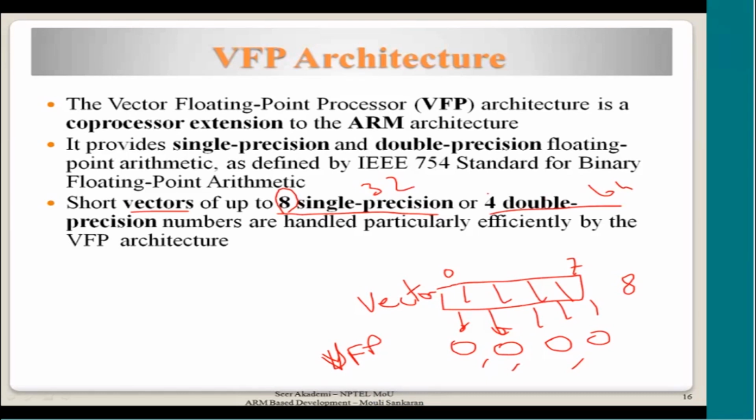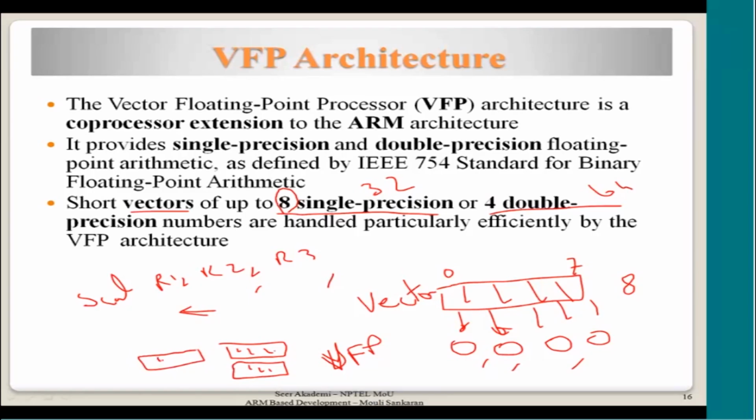So the processing elements are operating in parallel. Please remember, this VFP can work on vector of data. It doesn't mean that it can't work on scalar data. Scalar data means maybe a single register operating on a single R2 and R3 and then putting the result in R1. When I say vector data, it is a set of registers which are identified, it works on that, and then in another set of registers the results are written. So this is the vector of data.